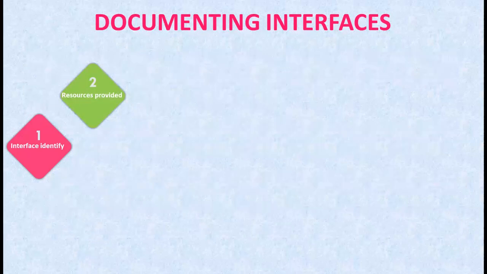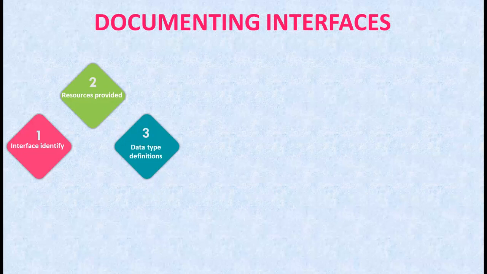Third, data type definitions. If any interface resource employs a data type other than one provided by the underlying programming language, the architect needs to communicate the definition of that particular type. If it is defined by another element, then a reference to the definition in that element's documentation is sufficient.